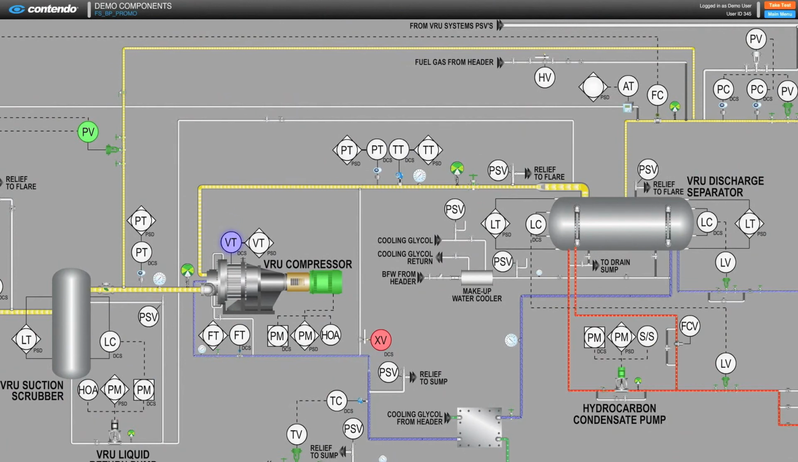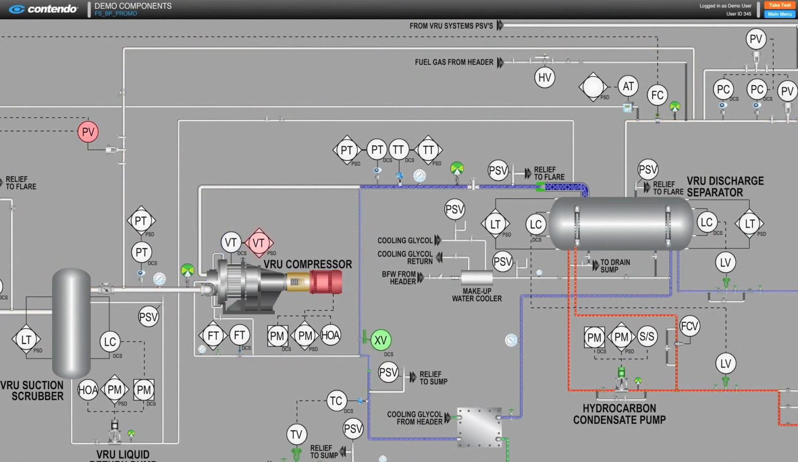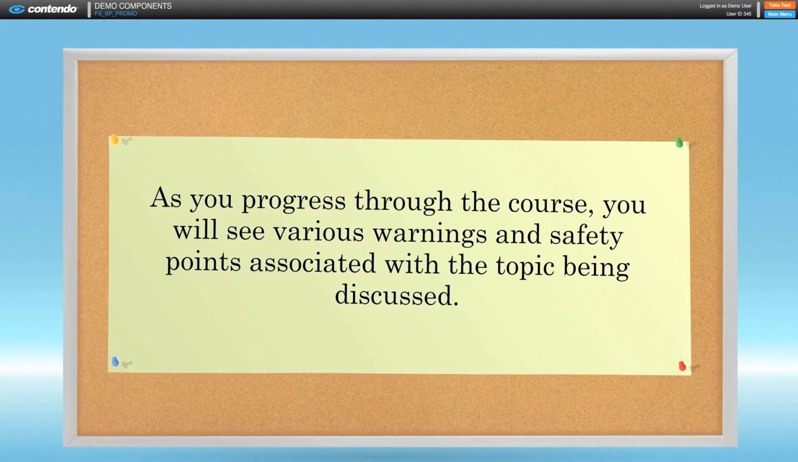Here, we show a vibration transmitter on the VRU compressor, and how a high vibration will alarm, tripping the compressor motor off to avoid damage, and simultaneously closing a gas recycle valve, the PV, and opening a compressor ring water bypass valve, the XV. As you progress through the course, you will see various warnings and safety points associated with the topic being discussed.